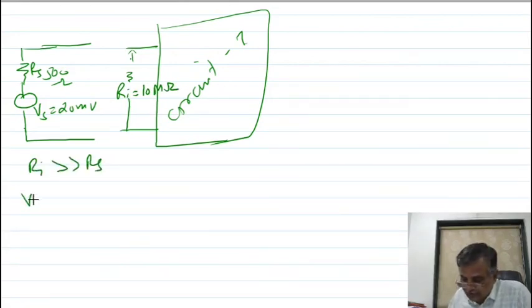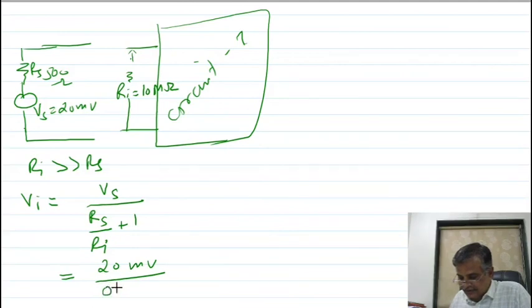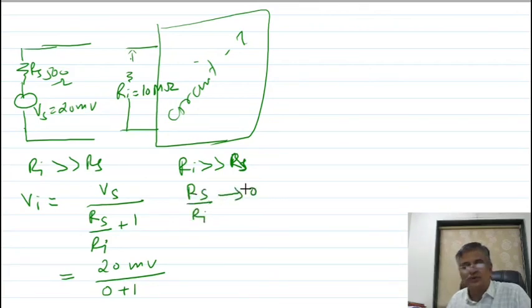Then what will happen? Look, Vi is equal to Vs upon Rs upon Ri plus 1. So this Vs is 20 millivolt. This is what? Tends to 0. Sir, why? Ri is much larger than Rs. If Ri is much larger than Rs, then Rs upon Ri tends to 0. So you will not get any loading effect.